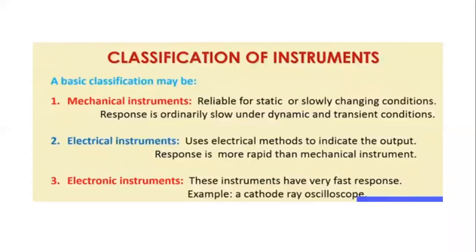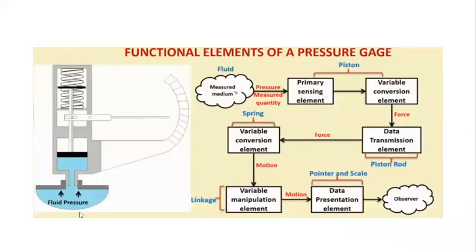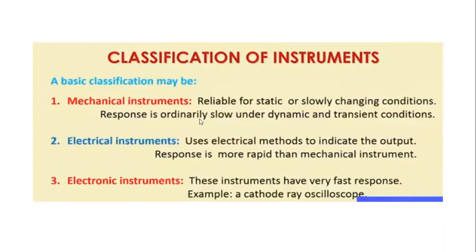Okay, instruments, sorry. So generally we have three classifications: mechanical instruments, electrical instruments, and electronic instruments. Mechanical instrument is an example. Just movement or force and movement മാത്രമാണ് ഇവിടെ ഒരു output produce ചെയ്യാൻ യൂസ് ചെയ്യുന്നത്. So the output is reliable, but it's a slowly operating system, and the response is ordinarily slow.